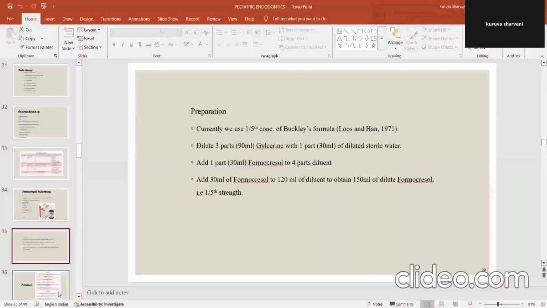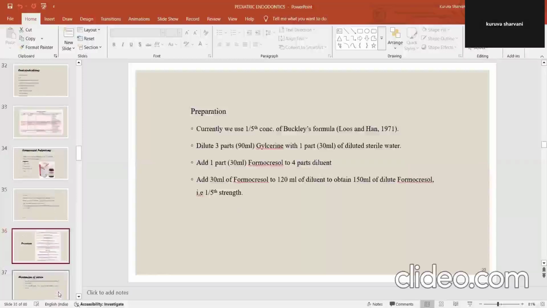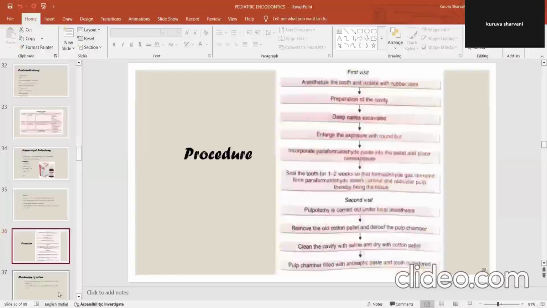Preparation. We are going to place 1/5 of Buckley's formocresol, in which you include 3 parts of glycerin, 1 part of water and 1 part of formocresol. That is 1/5 of the formocresol. You are going to dilute the formocresol. So what are all these steps?